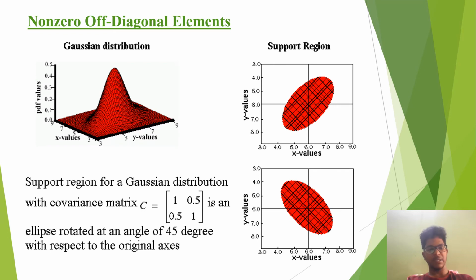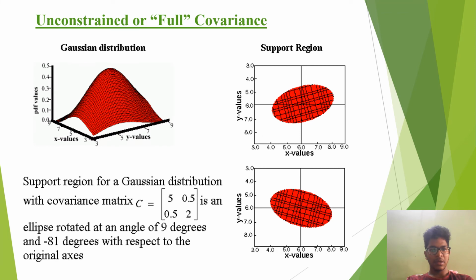Non-zero off-diagonal elements. The support region for the Gaussian distribution with covariance matrix C equal to 1, 0.5, 0.5, 1 is an ellipse rotated at an angle of 45 degrees with respect to the original axes. Unconstrained or full covariance. The support region for the Gaussian distribution with covariance matrix C equal to 5, 0.5, 0.5, 2 is an ellipse rotated at an angle of minus 81 degrees with respect to the original axes.